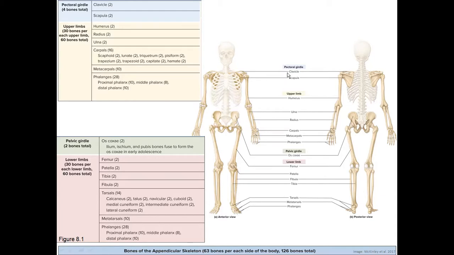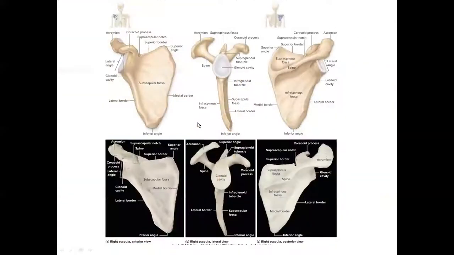So the pectoral girdle is made up of these two bones, the clavicle and the scapula, which has quite a few features. And then the pelvis right here, or the pelvic girdle, is made up of this Oscoxa. And the Oscoxa actually has some subparts as well that we're going to look at. So here is the scapula.